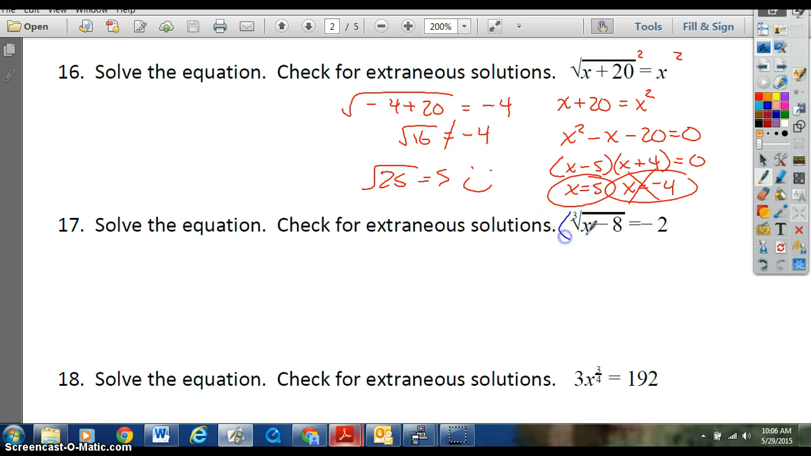Solve the equation at 17. Same deal. How do I get rid of a cube root? I'm going to cube both sides. This is x minus 8 equals negative 2 times negative 2 times negative 2, which means negative 8. So x is going to equal 0. Right? If you want to check it, you're going to get okay. This is a good solution.